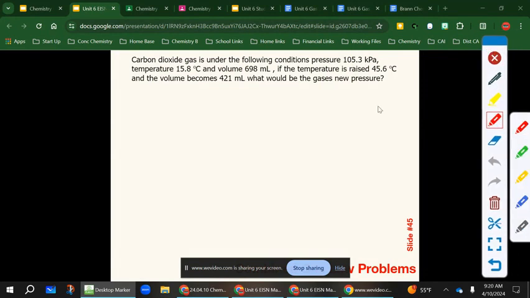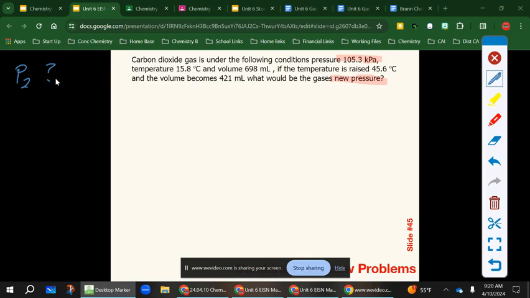So, number one, 105.3 is a pressure. There is no new pressure. That is what we are solving for. So that means in this problem, we are going to be solving for pressure. P2 is what we are going to be solving for.